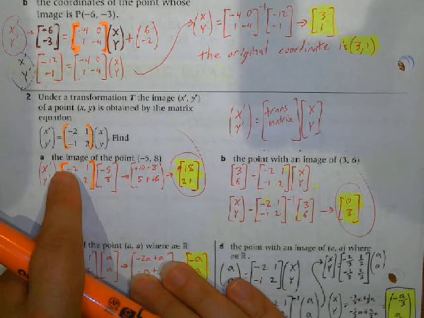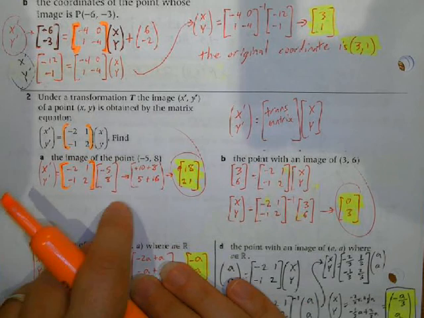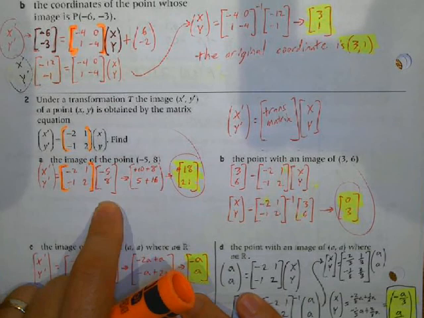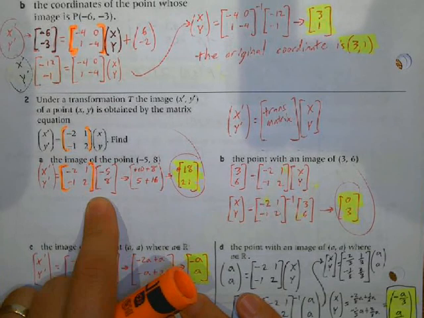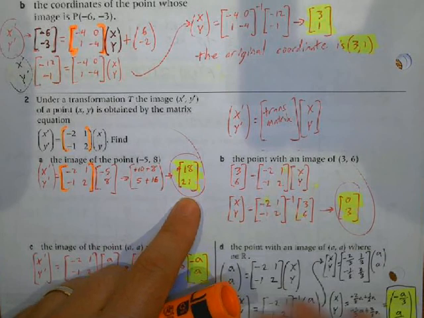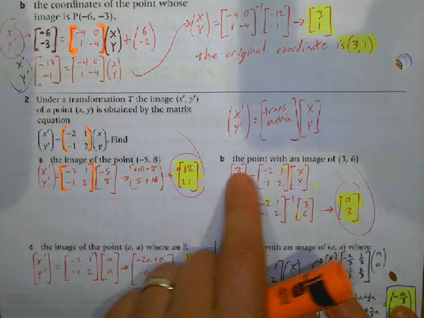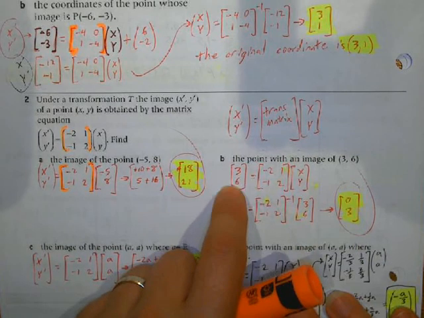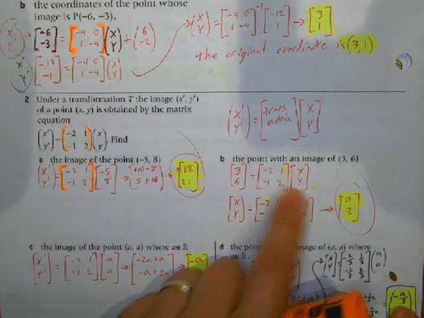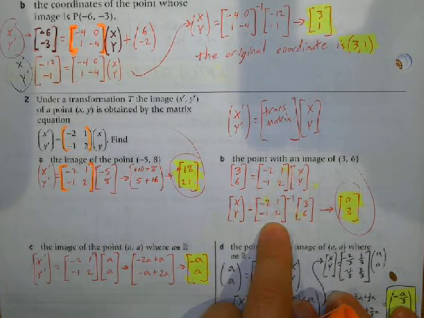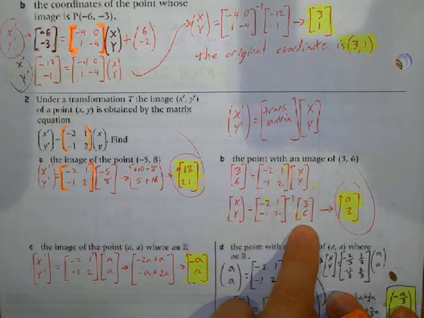Find the image of the point negative 5, 8. So if this is my image and I've got my transformation, we go through the process and we get our image. Okay, the point with an image of 3, 6. So my result is this. We need to find x, so I have to take the inverse of this matrix times the 3, 6, and we get this.